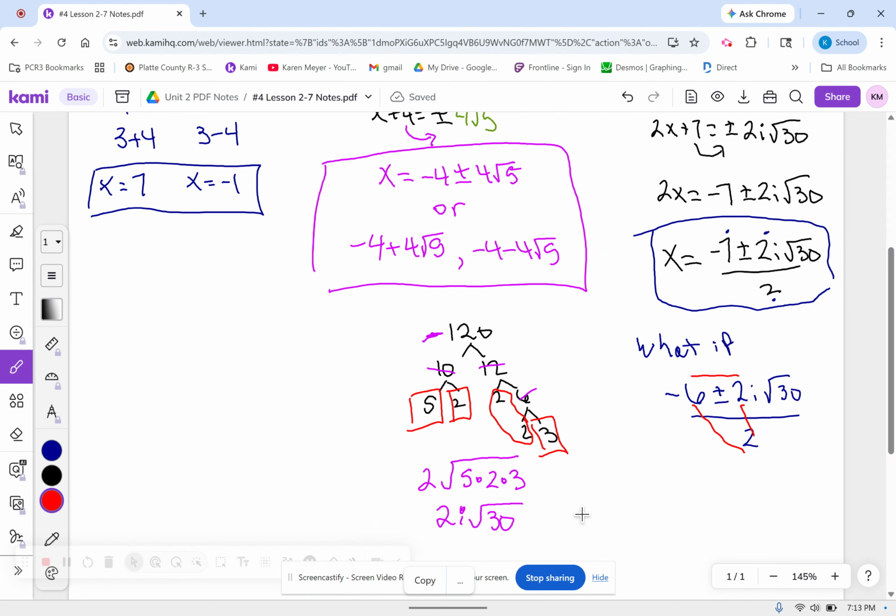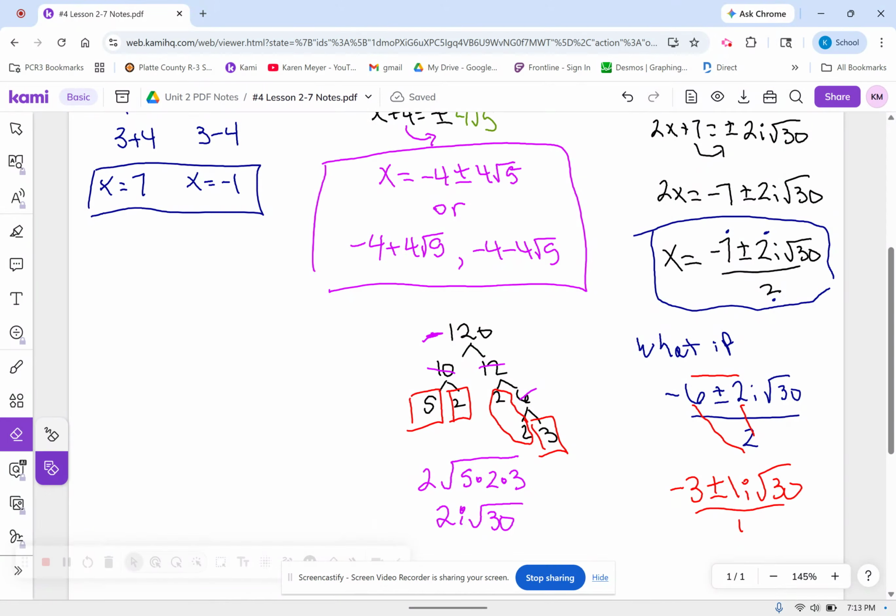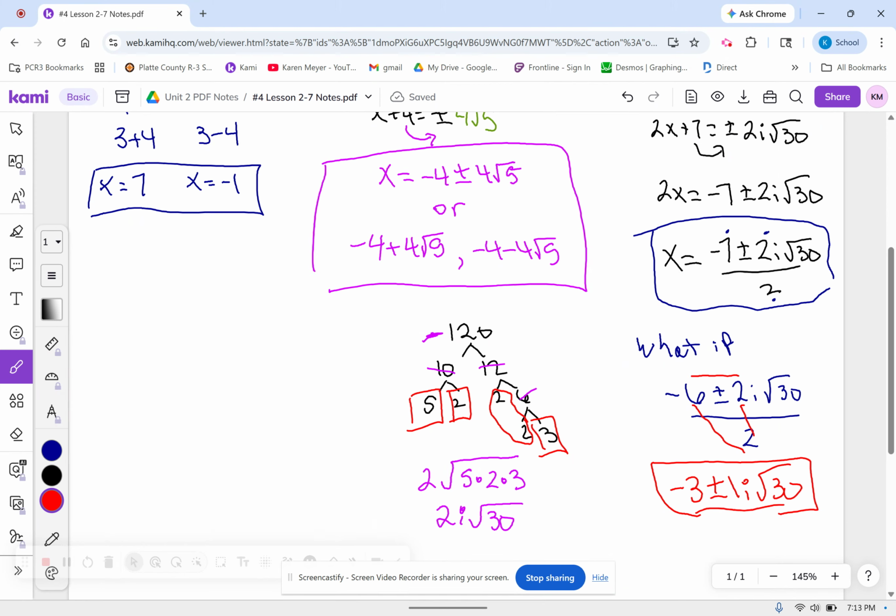But don't touch the square root of 30, but you're looking at these outside numbers here, and all of these outside numbers, you would say, ooh, they are divisible by 2. So then if I divide them by 2, I would have negative 3 plus or minus 1i square root of 30 all over 1, which you wouldn't really have to write all over 1, but that would make your final answer if we played the what if game. Okay, but remember, don't ever reduce the number inside the root.